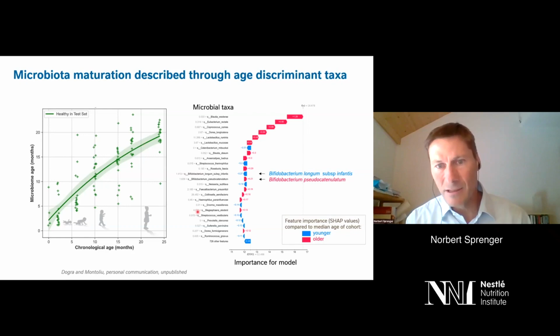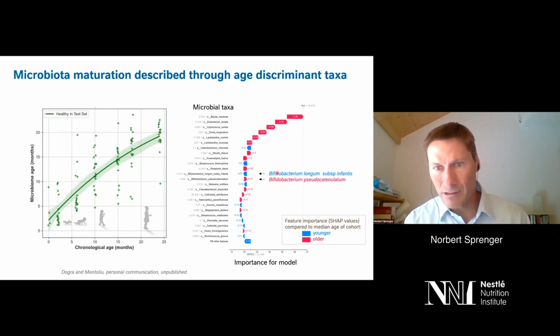And then you can see here with this SHAP model how the different bacteria are important in different age groups. For the younger ones, below the median age of this cohort, in blue, and the ones more important for the older age, above the median age, in red. And here I want to highlight that we have many, for example, butyrate producers, but also lactobacilli that are more important in the prediction of the older age.